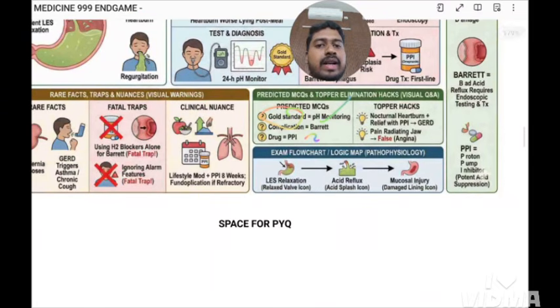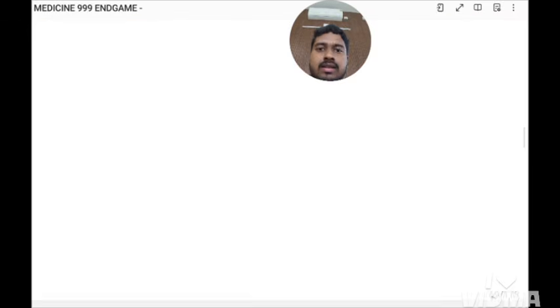So gold standard is pH monitoring, very good. Complication of GERD is Barrett's esophagus. Drug of choice is PPI. Nocturnal heartburn along with relief with PPI is GERD, and pain radiating to the jaw along with heartburn is not GERD, it is angina. Just remember these things, okay. Yes, I think I have explained everything.